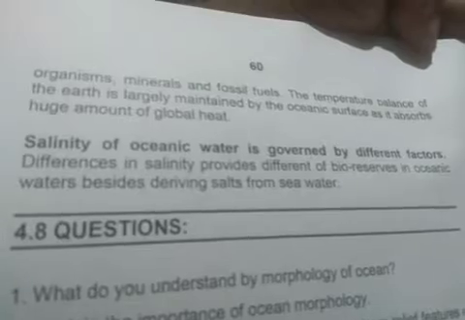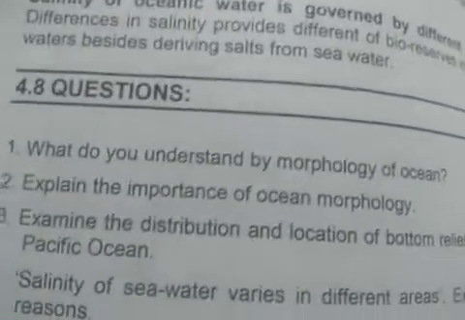The temperature balance of the Earth is largely maintained by the oceanic surface as it absorbs a huge amount of global heat. Salinity of oceanic water is governed by different factors. Differences in salinity cause different biodiversity in oceanic waters, besides deriving salts from seawater.